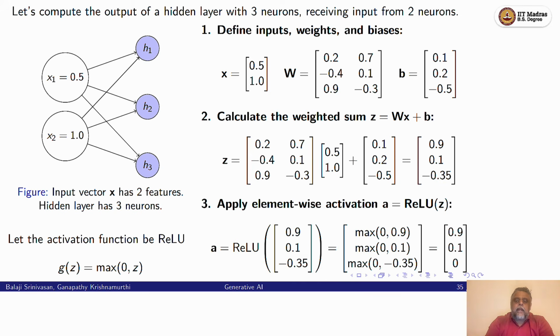Okay, and apply element-wise activation. A is ReLU of z. What does ReLU do? Since z is a vector, this function ReLU acts on every component of that vector. So it will act on 0.9, 0.1 and minus 0.35. What does ReLU do? If the argument is greater than 0, there is no change. If the argument is less than or equal to 0, you return 0. So in this case, for the first one, you get 0.9, second one 0.1, third one 0.